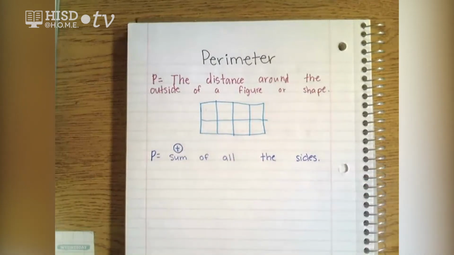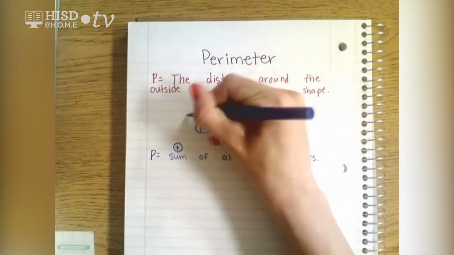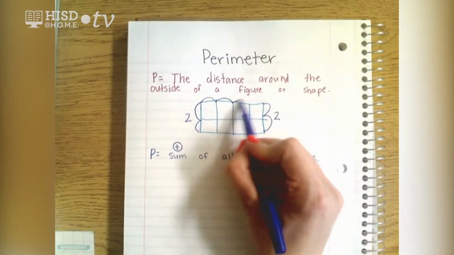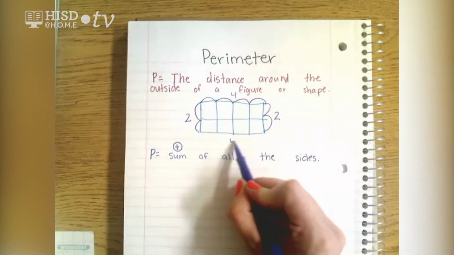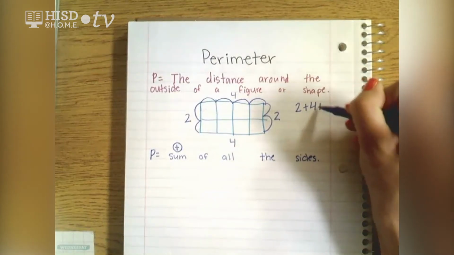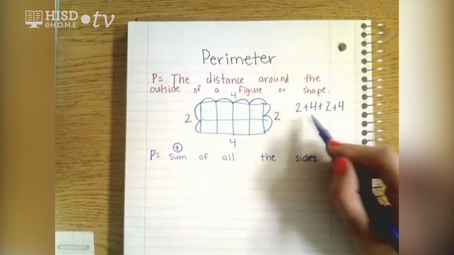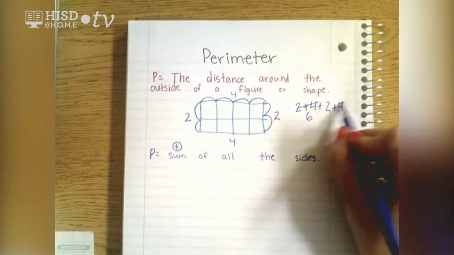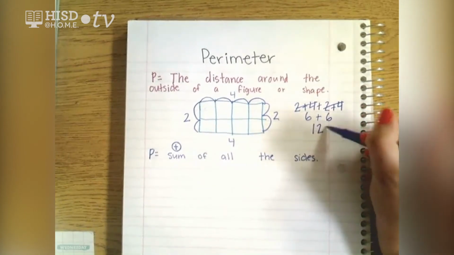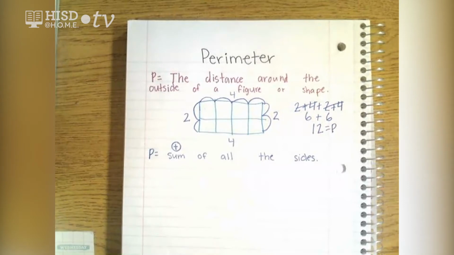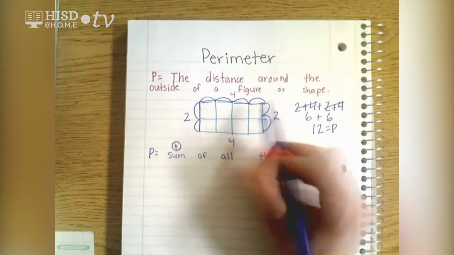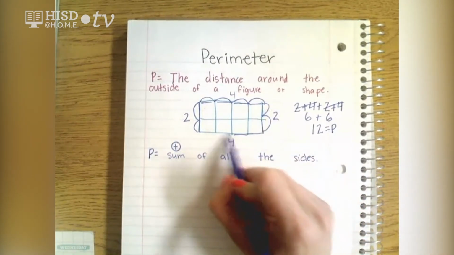So what this would look like is, I say I have 1, 2, right? 1, 2. 1, 2, 3, 4. And this should also be 4. So I'm going to add 2 plus 4 plus 2 plus 4. I know 4 plus 2 is 6. And 2 plus 4 is 6. And I have 6 plus 6. It's 12. So the perimeter is 12. Now I could count 1, 2, 3, 4, 5, 6, 7, 8, 9, 10, 11, 12.